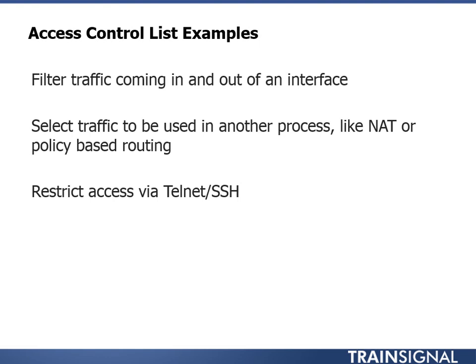Another one is that we can use it to select traffic to be used in some other process. This would be like NAT or policy-based routing. NAT is network address translation, and on Cisco devices, as in many other devices, we need to make sure that we have an access control list that dictates to the network device which traffic should be put into the network address translation process and which traffic should be ignored from the process.